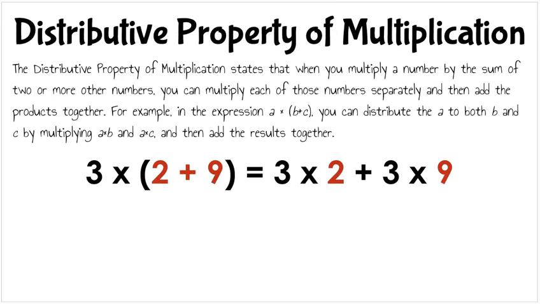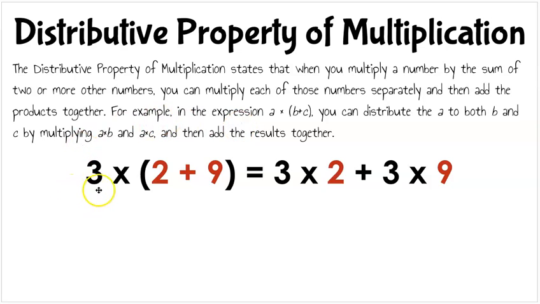Next, we have the distributive property of multiplication. Now, this looks a couple of different ways, but it's actually the same thing, but I'm going to show you both. The distributive property of multiplication states that when you multiply a number by the sum of 2 or more other numbers, you can multiply each of those numbers separately and add the products together. For example, in the expression a times (b plus c), you can distribute the a to both b and c by multiplying a times b and a times c and then add the results together.